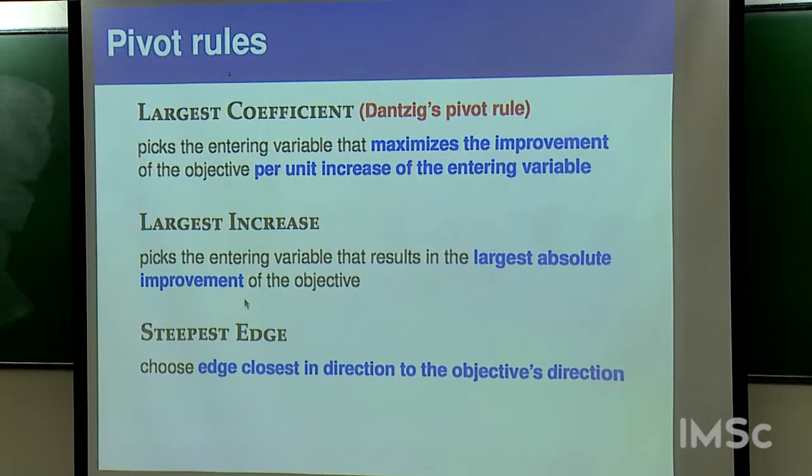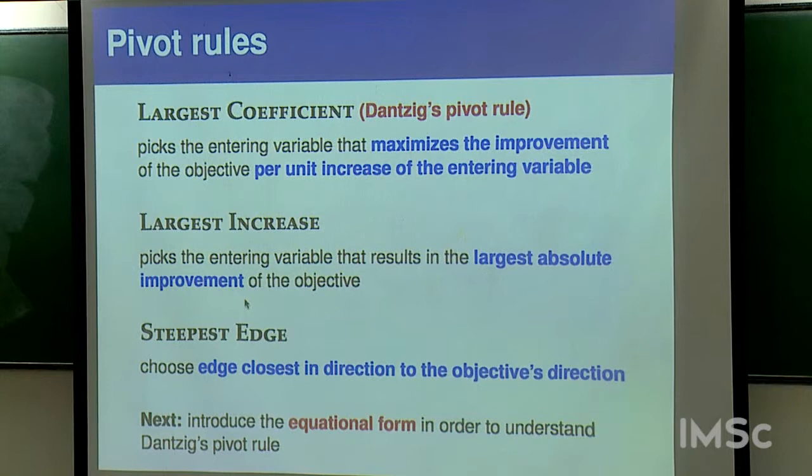The other two are simpler in a sense to understand, harder to actually implement. Largest increase just says pick the entering variable that results in the largest possible increase in the objective function value. The one that's actually most used in practice, the one that tends to perform best on practical problems, is steepest edge, which says, look at the direction defined by the objective function value, and now pick the edge that is closest to that direction.